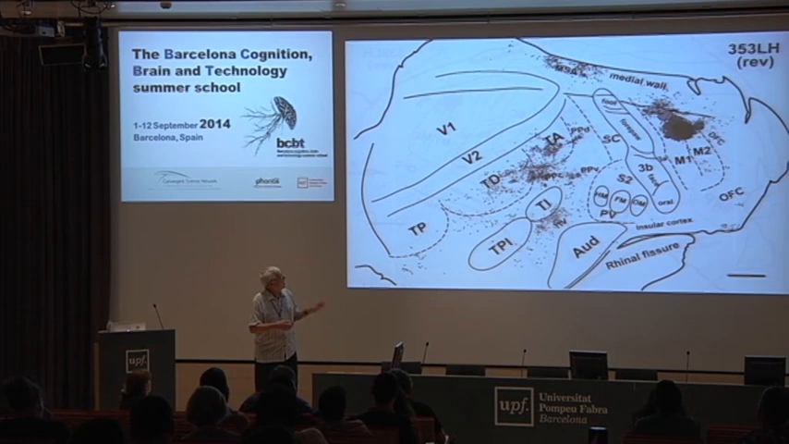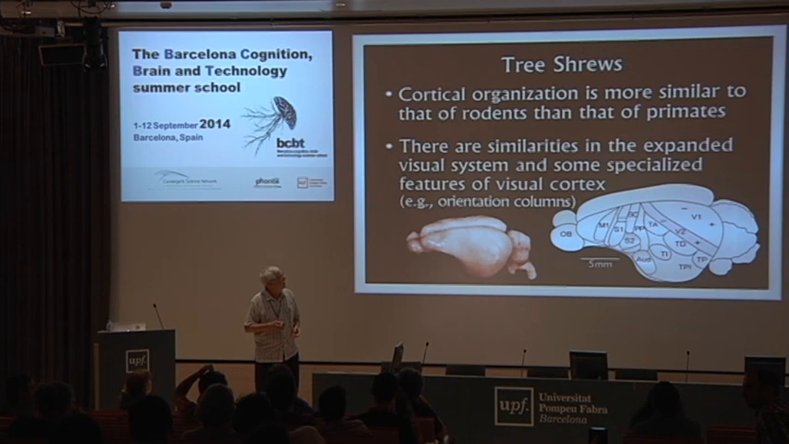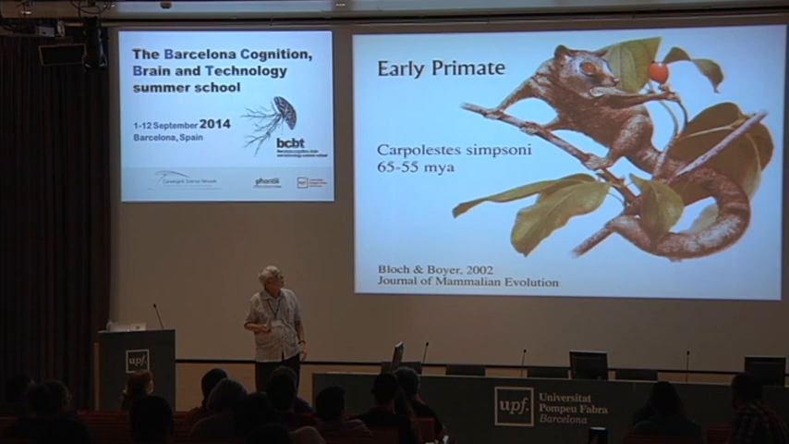And I won't go into this, but the motor cortex up there, and you can see there's a lot of posterior visual regions and other regions that are providing input to motor cortex. And here's some similarities and differences that tree shrews would share, but I want to jump now to early primates.